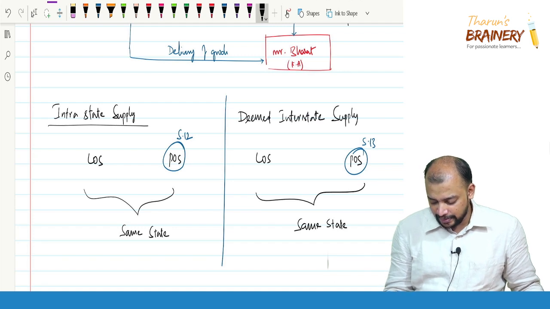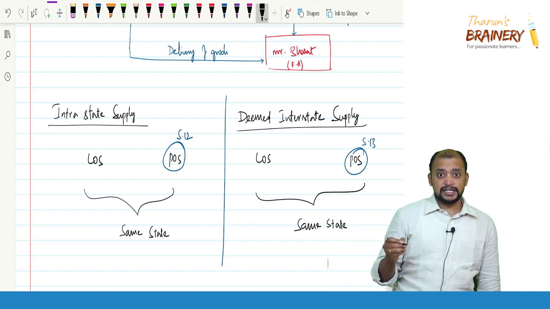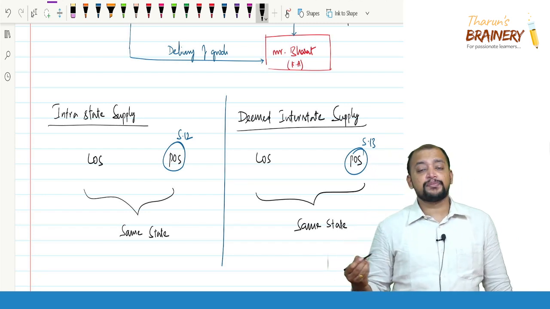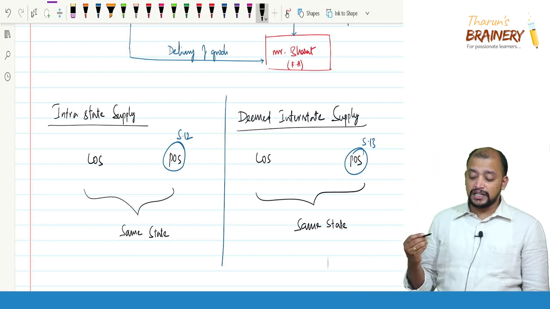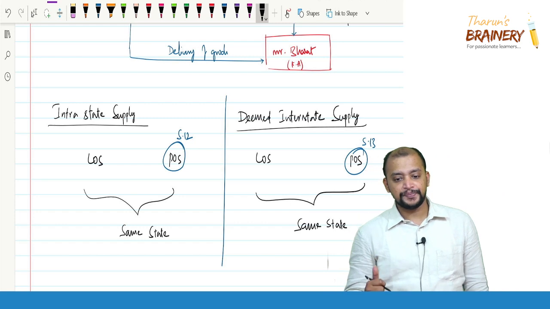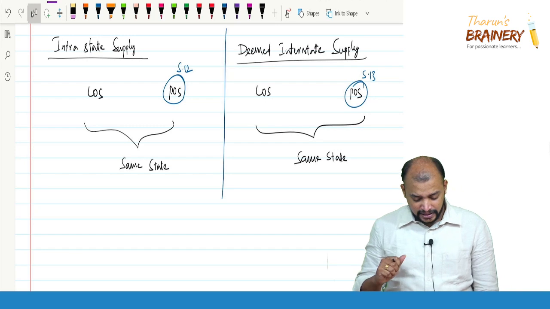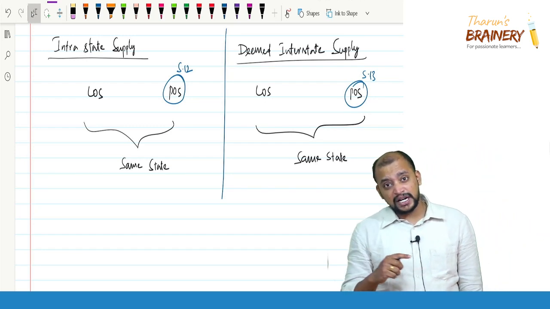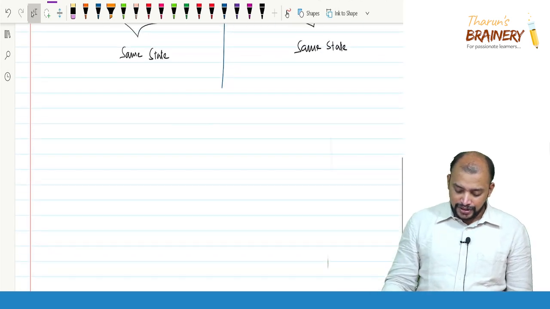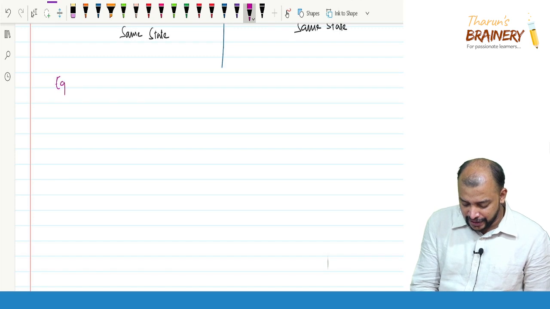Deemed interstate supply, what is that? If the location of supplier and place of supply is in the same state and the place of supply is determined under section 13, then it will be treated as deemed interstate supply. Done. Now, let's take an example to understand this particular deemed interstate supply. So that is determined under section 13. Have a look at this. I am just giving you an example.